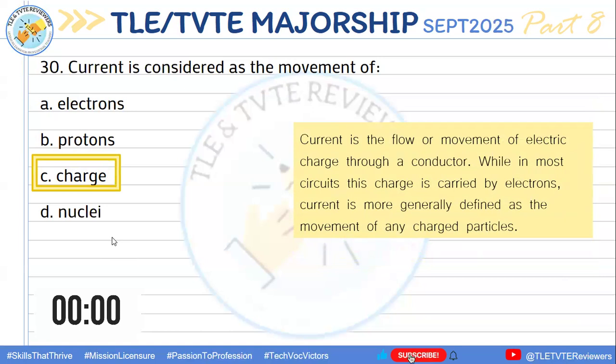For letter A, electrons, this is partially correct because in typical conductors like metals, electrons are the charge carriers, but current as a concept refers broadly to charge flow. Letter B, protons. Incorrect because protons are bound within atomic nuclei and do not move through circuits. And letter D, nuclei. Incorrect because atomic nuclei are stationary in solids and do not move as part of electric current. So answer letter C, charge.